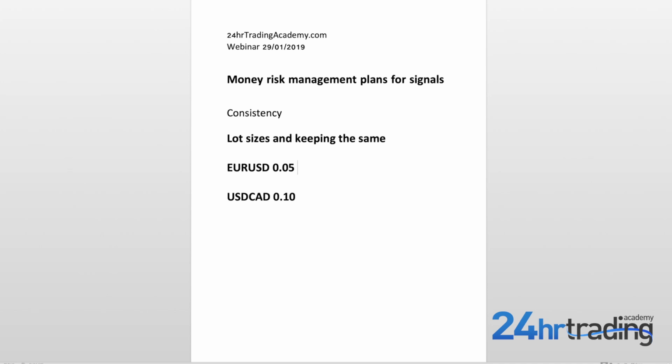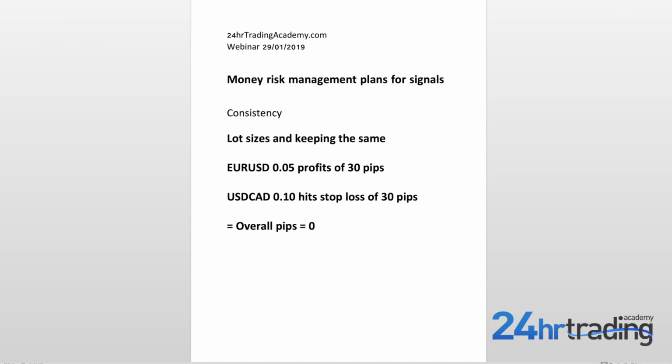Now that EUR/USD ends up profiting, right? It profits 30 pips. So now USD/CAD comes in, USD/CAD hits stop loss. So you lose 30 pips. What will happen? Overall you're breaking even. Break even overall amount of pips is going to be 0 pips, right?